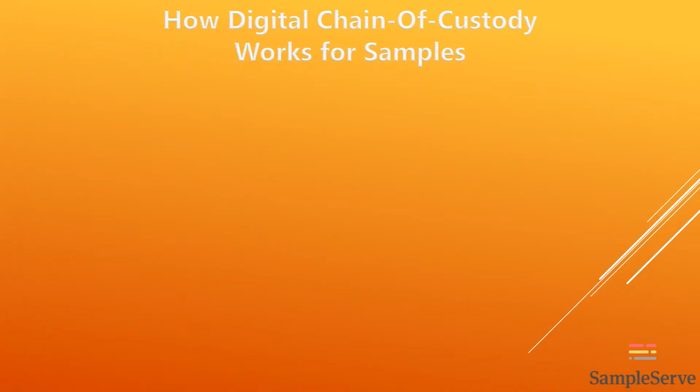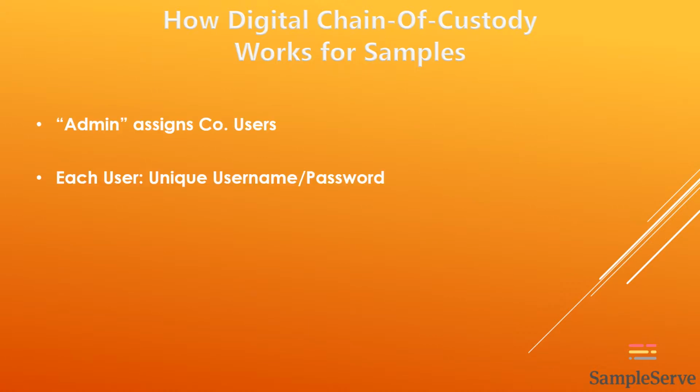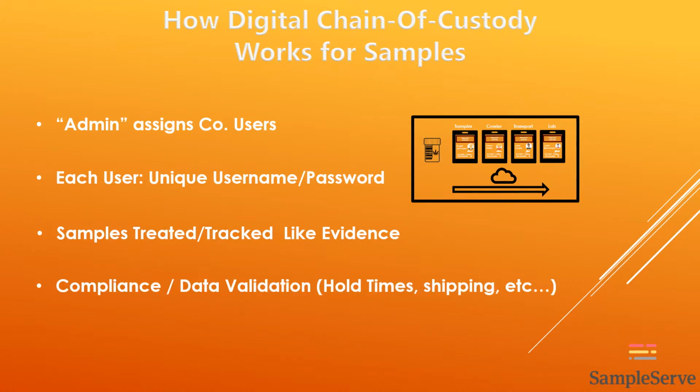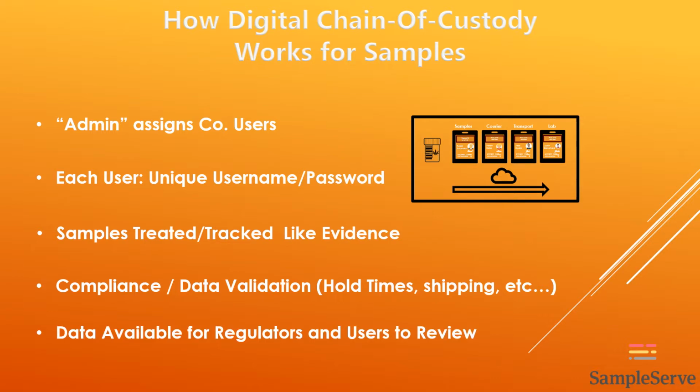Other key parts of the application are as follows. An administrator for a company that subscribes to the platform would assign or unassign users as needed. Each user is required to have a unique username and password. Samples are treated like evidence, and as such, every transfer of custody requires authentication by both parties. The transfer data can be used to assure compliance and validation with things like sample hold times, sample delivery details, etc. Regulators can also review this information to determine whether or not sampling was done in accordance with established protocol.